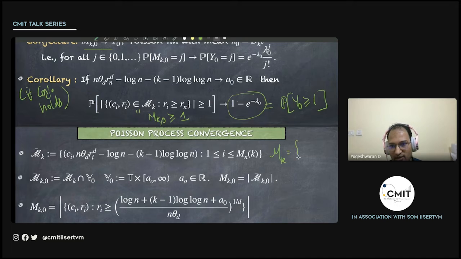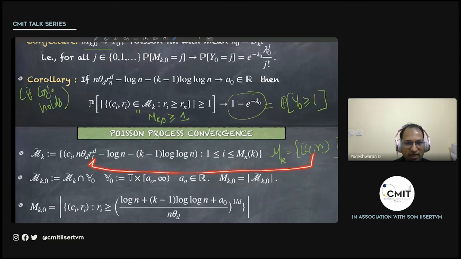mk is ci, ri. Okay, we scale all of them. I scale ci, ri. Ci is not scaled, ri is scaled in a particular fashion, with exactly the same constants as appearing here. Okay, k minus 1 log n, this time.